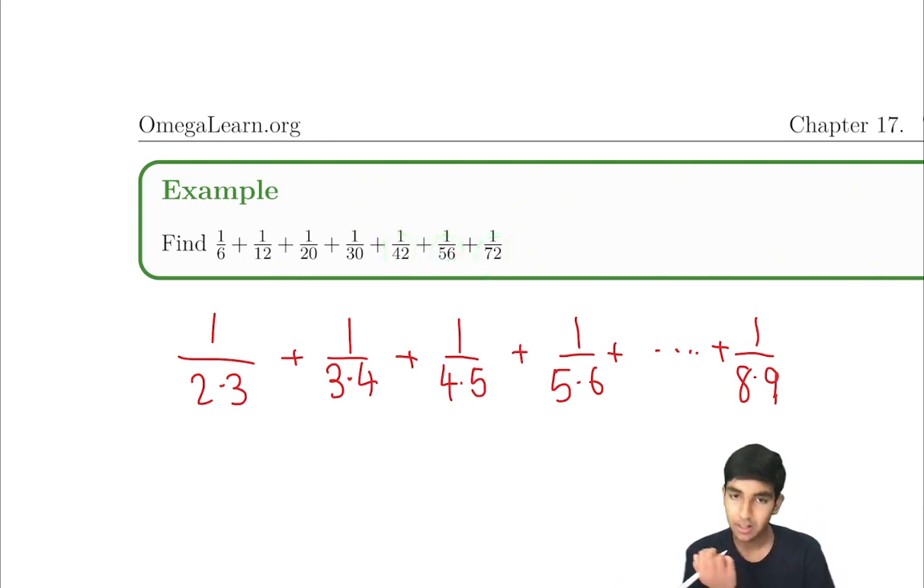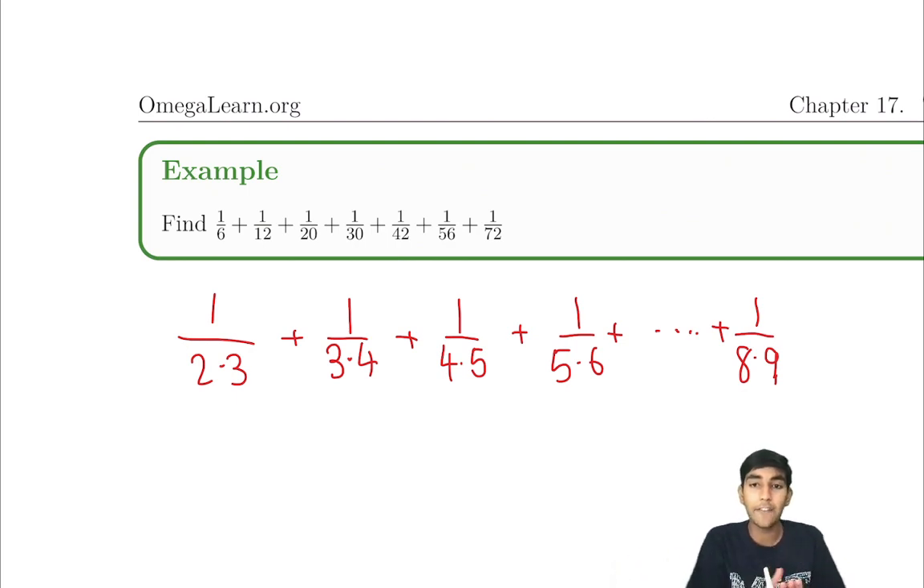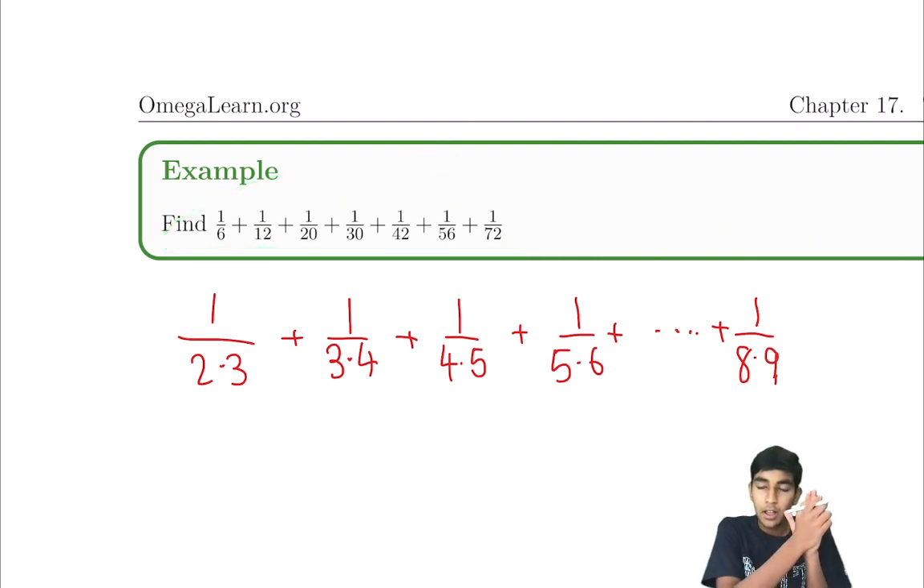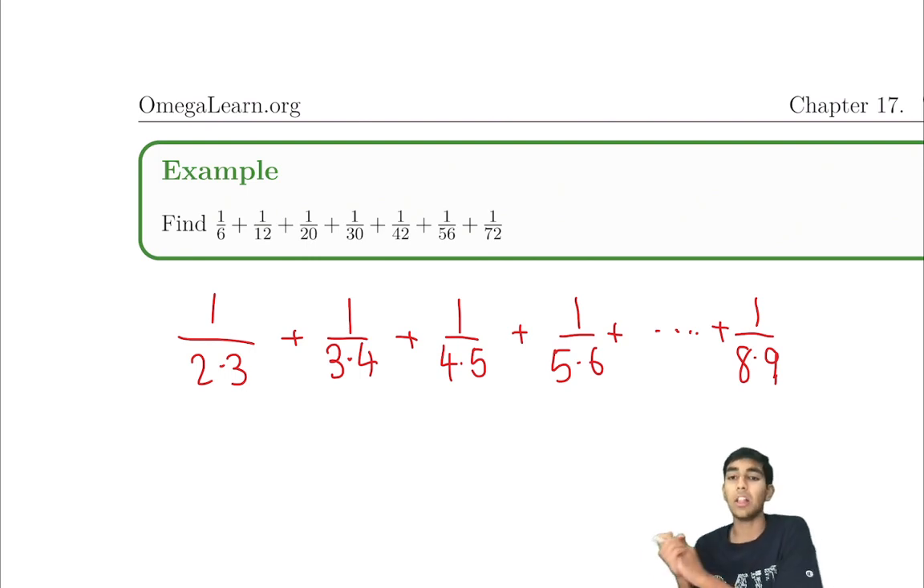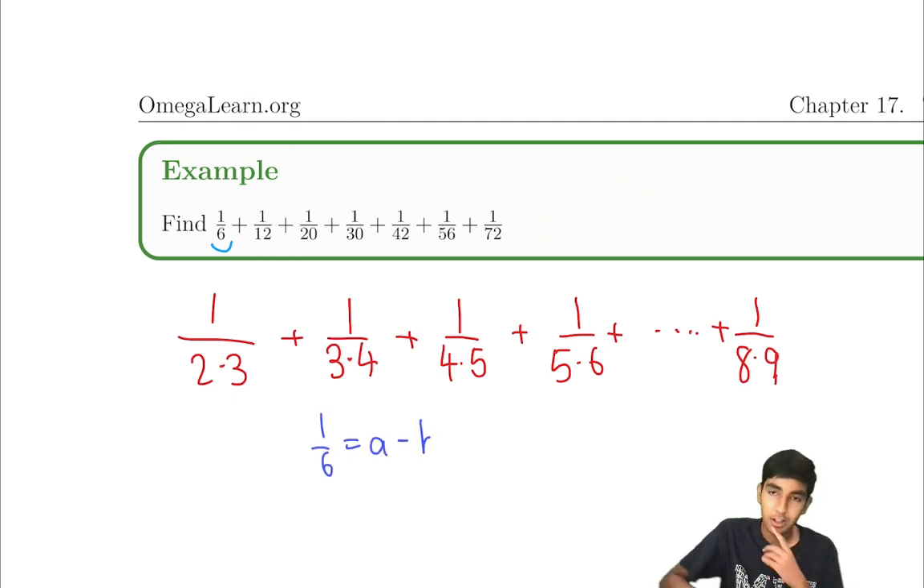Okay, but we've got this. That's still not telescoping. Well, here's the clever part. This first term is 1/6, right? Now, for stuff to telescope, we have to have something minus something else. We can't just keep adding things. Nothing's going to cancel. I mean, it's all positive. We have to have something positive minus something else. But so can we maybe rewrite this in terms of something minus something else? So of the form a minus b, let's say, where a and b are fractions.